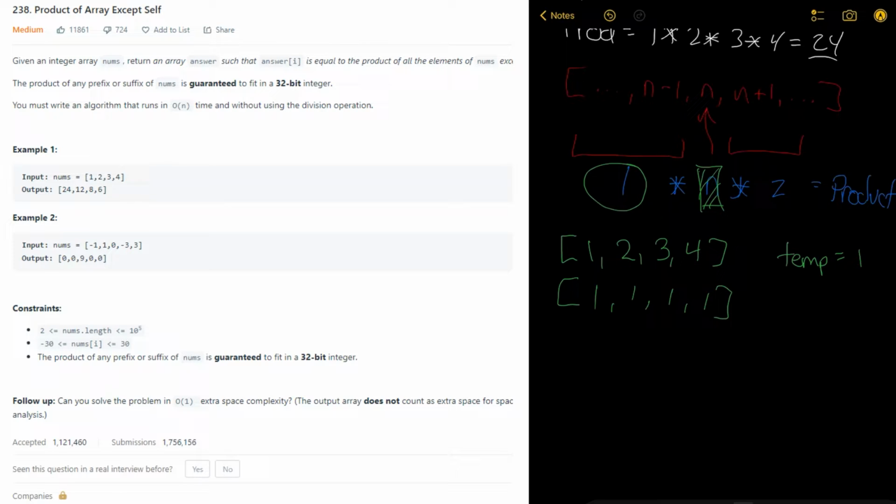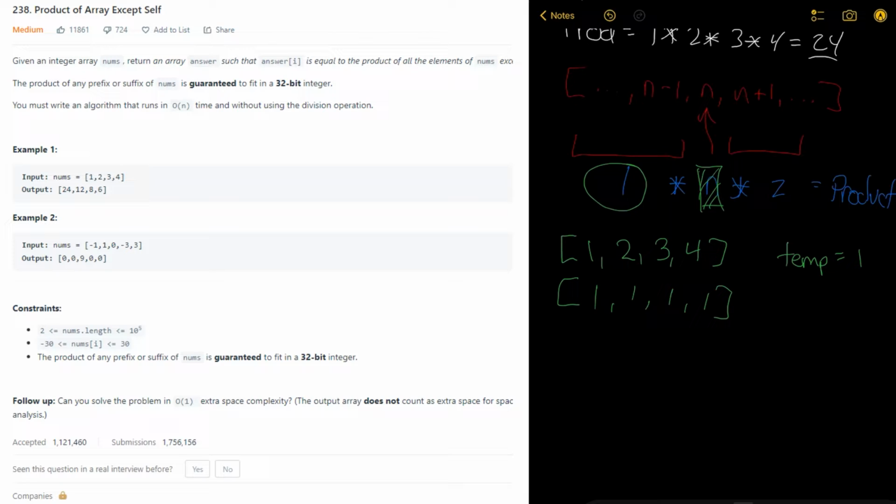Well, we could make use of our temp variable here, and then we could just iterate through our original loop, take the values, multiply them together, and then put that in our output array to signify what the values to the left of the array are. So let's go ahead and run through what that might look like.